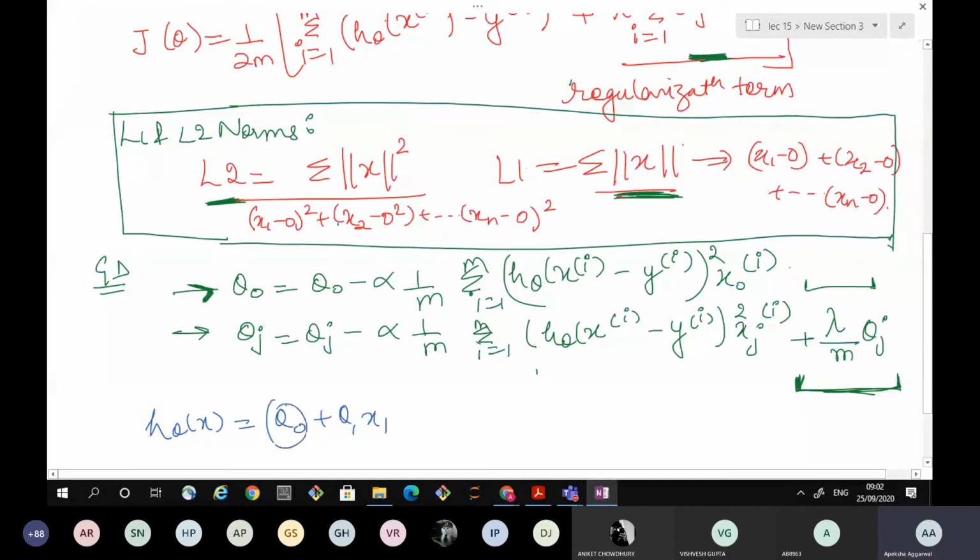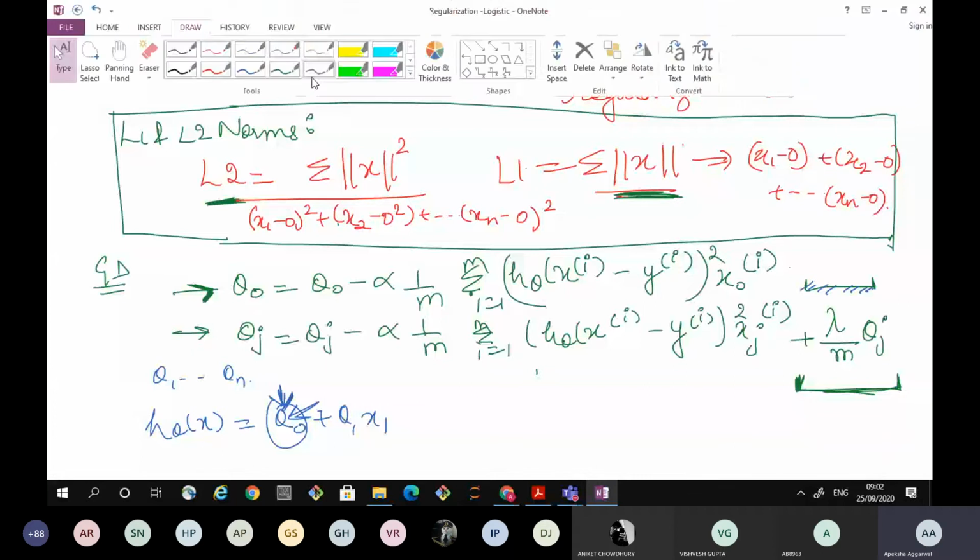So this is free from the feature term, so there is no feature over here. So for theta naught we don't need a regularization term, right? We only need regularization for the rest of the thetas, which is theta 1 to theta n. So over here, where is this lambda by m theta j coming from?